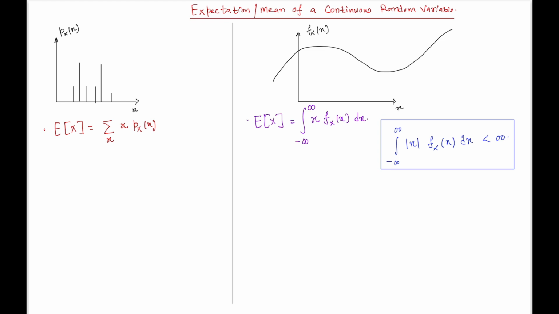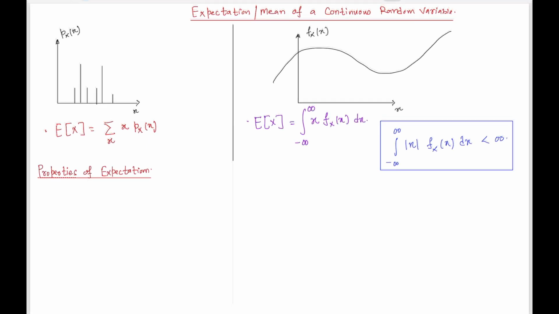Now let's look at the properties of the expectation. We will see in case of the discrete case, and we will just use the idea we have learned there, rely on that idea, and write the formula directly in case of the continuous random variable. So let's look at a few of the properties of this expectation in case of the continuous random variable.